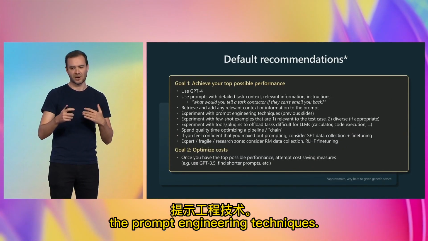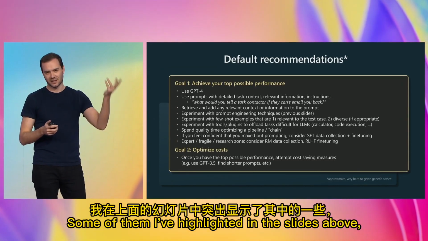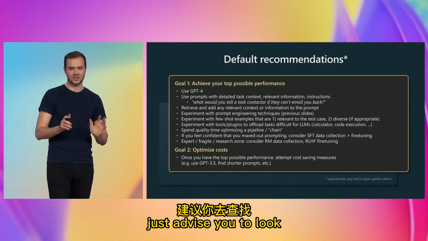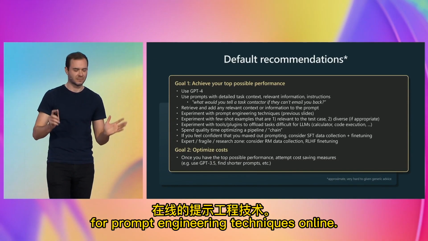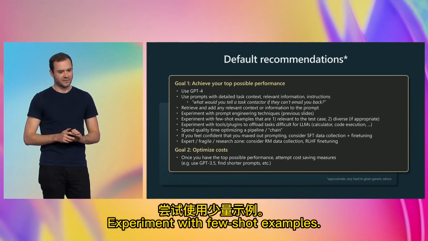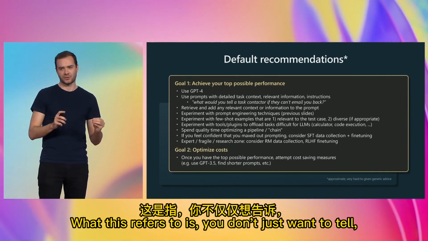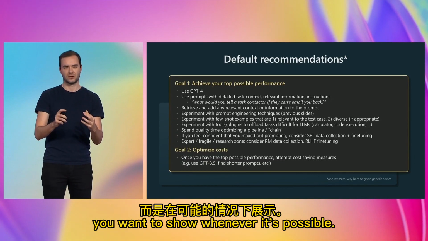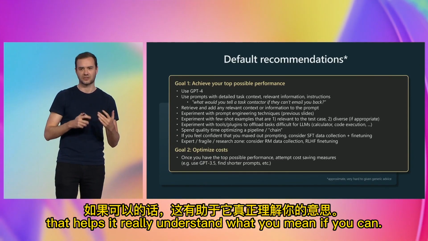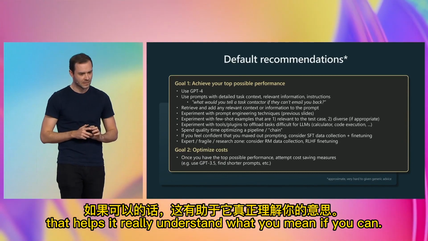Basically refer to a lot of the prompt engineering techniques. Some of them I've highlighted in the slides above, but also this is a very large space. And I would just advise you to look for prompt engineering techniques online. There's a lot to cover there. Experiment with few-shot examples. What this refers to is you don't just want to tell, you want to show whenever it's possible. So give it examples of everything. That helps it really understand what you mean, if you can.